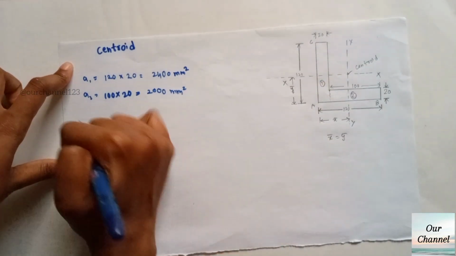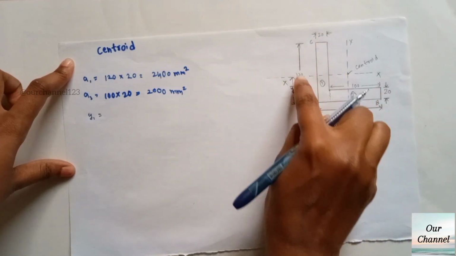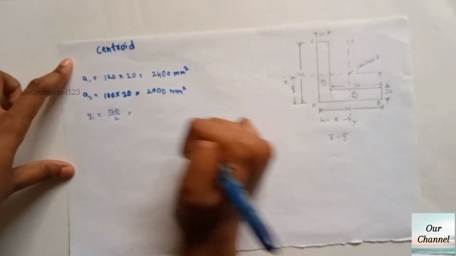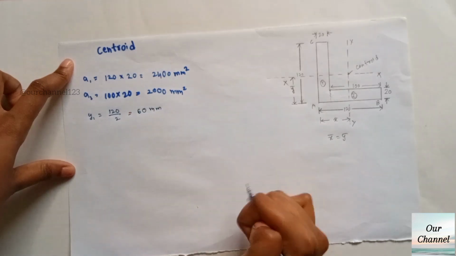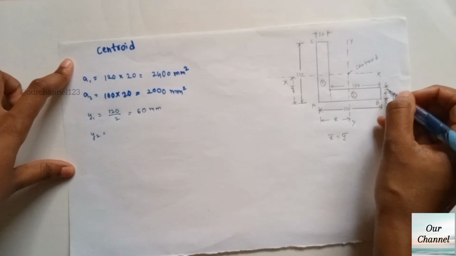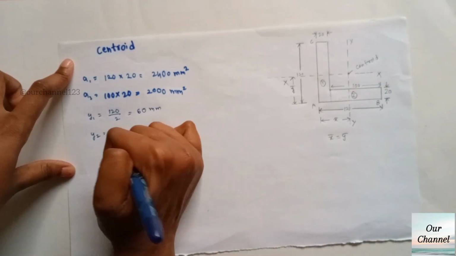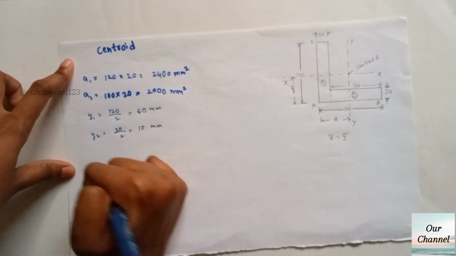So let us find the center of gravity of the vertical leg. Y1 equal to half of 120, 60 mm from the base AB. Now Y2 is half of 20. That is, the center of gravity of the horizontal leg will lie at 10 mm from the base AB.